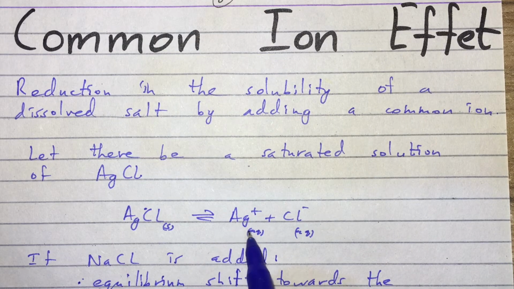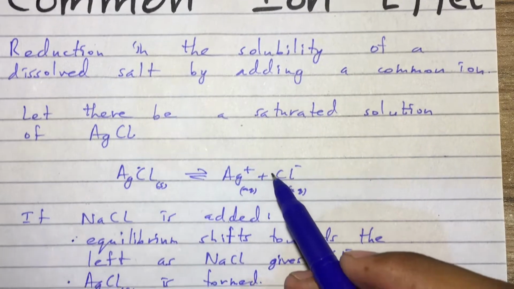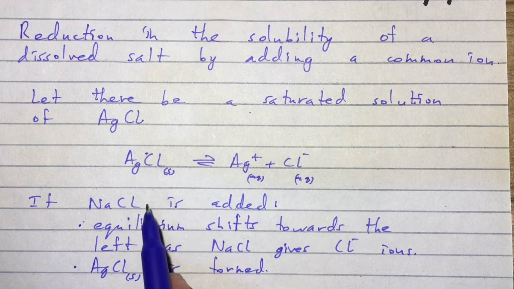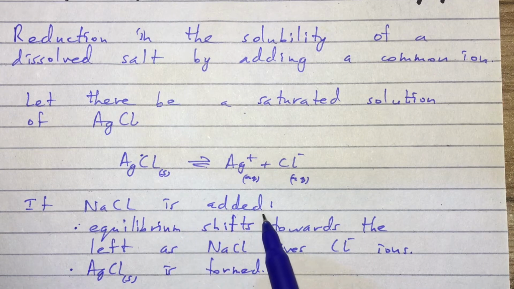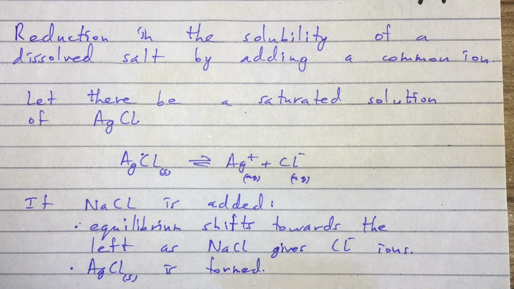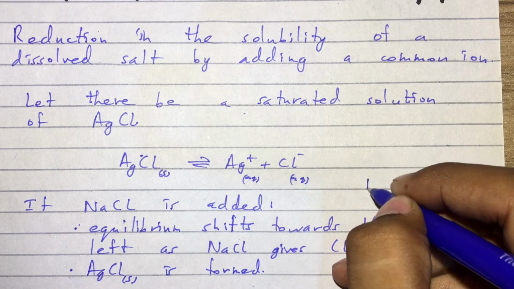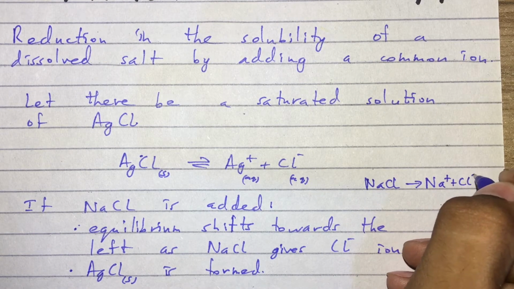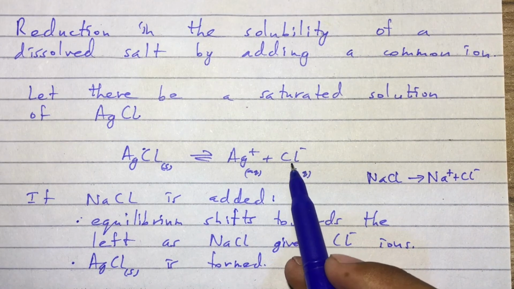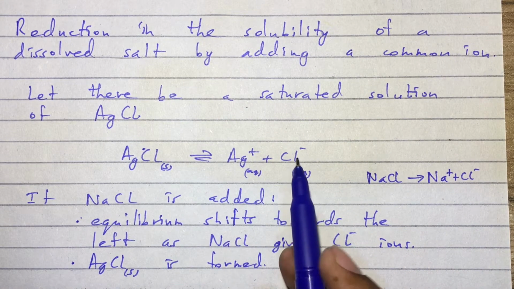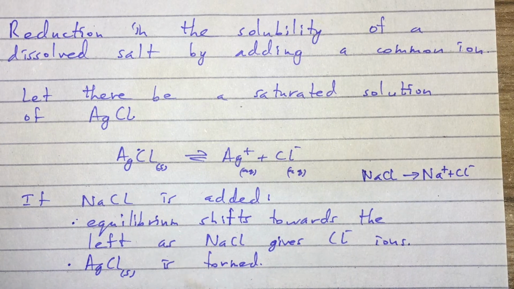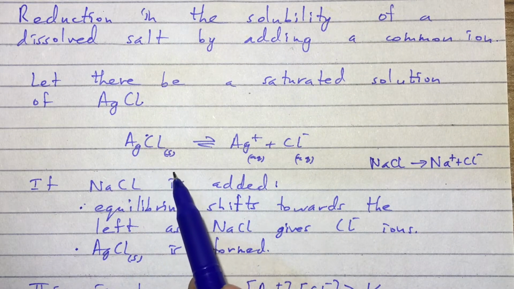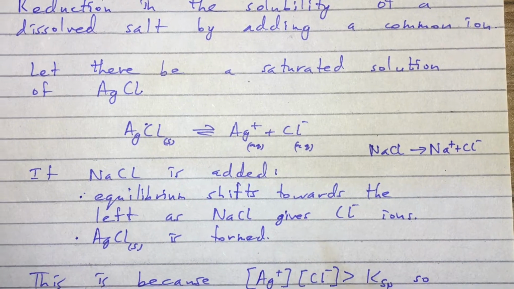So AgCl dissociates into Ag+ ion and Cl- ion. Now, if another salt with the chloride ion, for example NaCl, is added, NaCl also dissociates, and NaCl is a strong electrolyte. It dissociates irreversibly into Na+ and Cl-. So the concentration of Cl- ions increases and equilibrium shifts towards the left hand side, right? So AgCl solid is formed, which is why precipitation occurs.